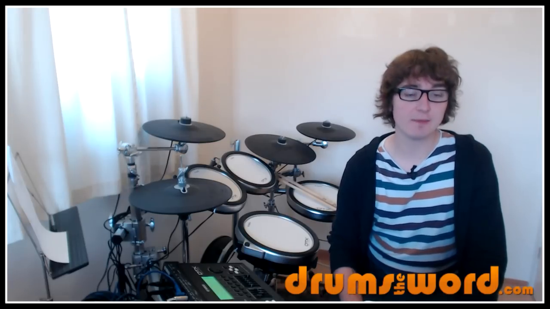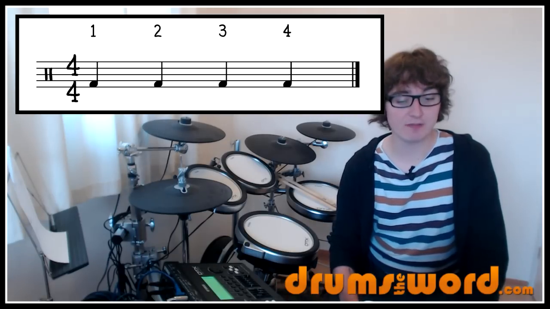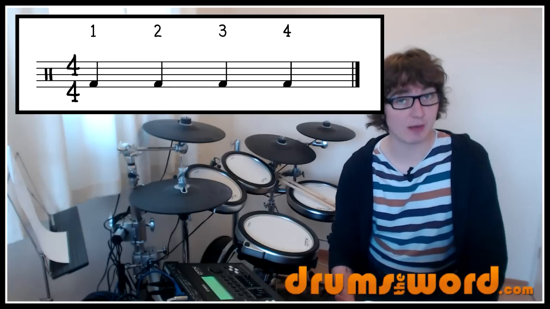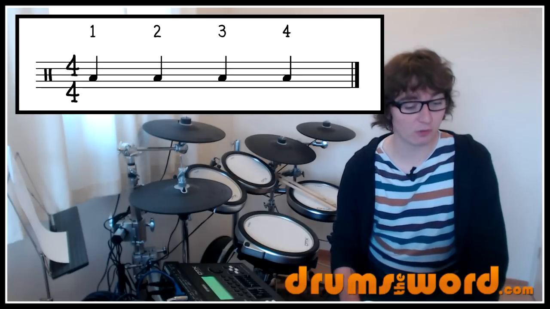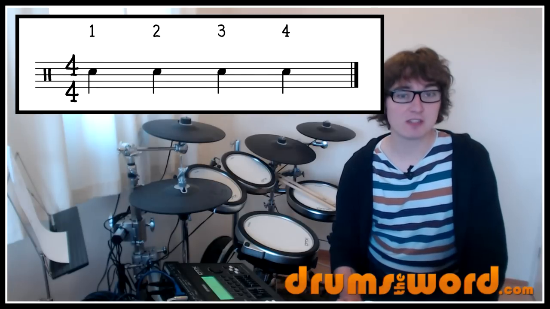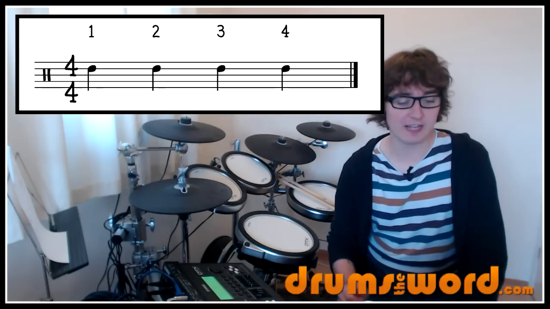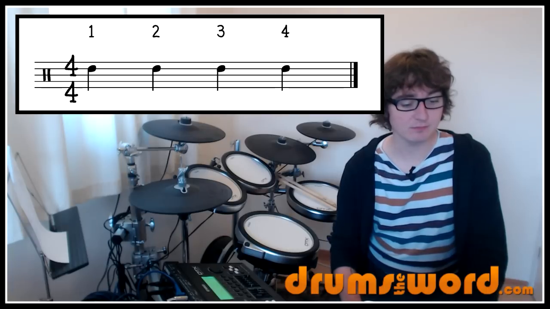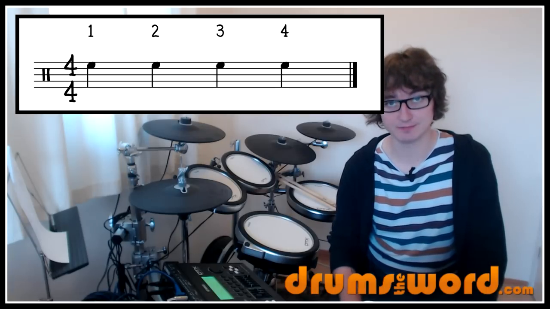As I mentioned earlier, each line and space on the stave represents a different part of the drum kit. So a note placed here, for example, will be played on the bass drum. Here would be for the floor tom. The snare drum would fall here. Notice that the medium tom is written on the actual line itself here, and the high tom is written here.